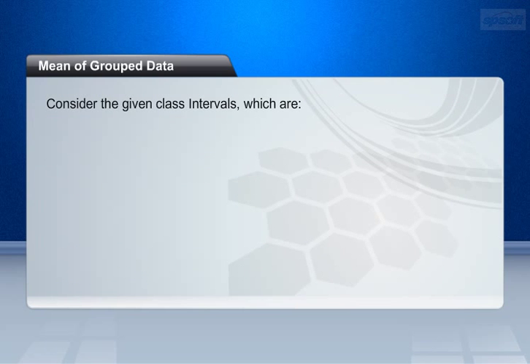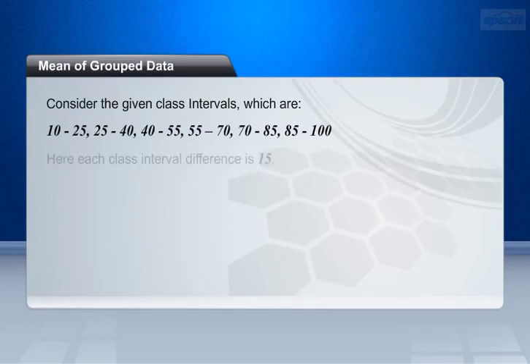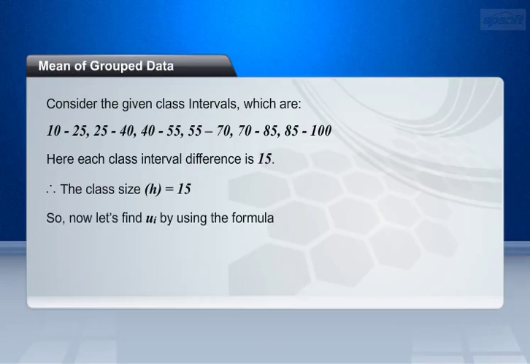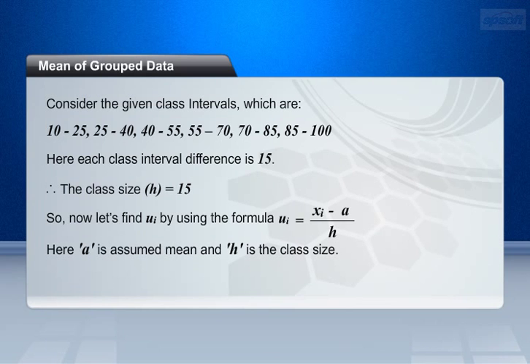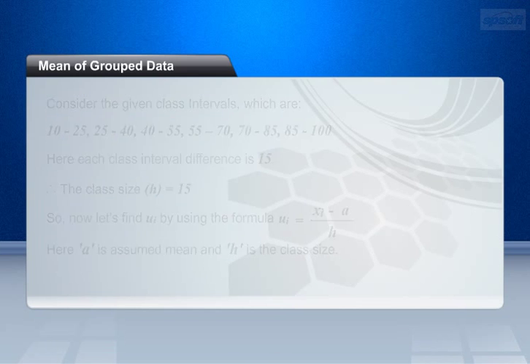Consider the given class intervals, which are 10 to 25, 25 to 40, 40 to 55, 55 to 70, 70 to 85, 85 to 100. Here, each class interval difference is 15. The class size h equals 15. So, now let us find ui by using the formula ui equals (xi minus A) by h. Here, A is the assumed mean, and h is the class size.